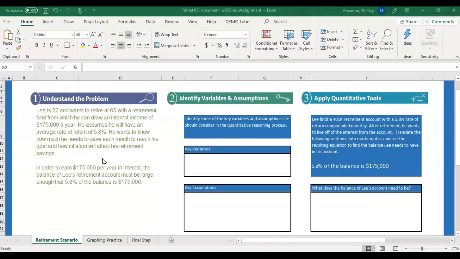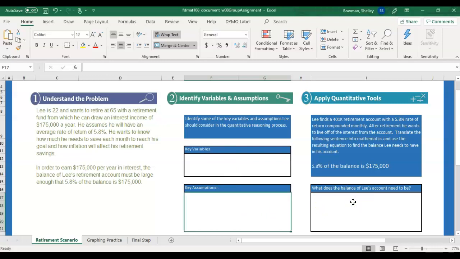The first thing we need to do is identify some key variables and assumptions. The key variables are the things that could change, like the interest rate, his rate of return, and so forth. The key assumptions are that his rate of return stays the same at 5.8%. We assume that he will also be able to make these payments for this withdrawal. We also assume that he will be making the same monthly payment every time, and that he can afford that. I'm not going to go into too much of those. I'd like you to discuss that in your group.